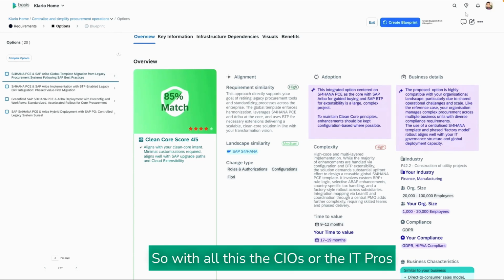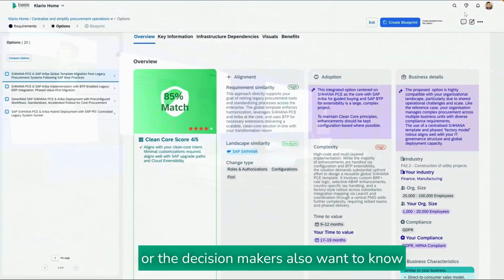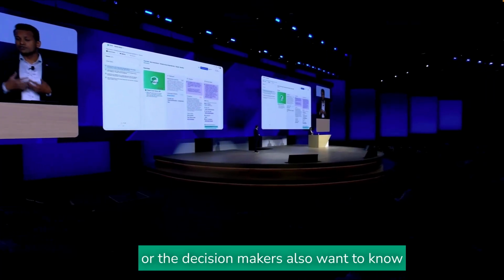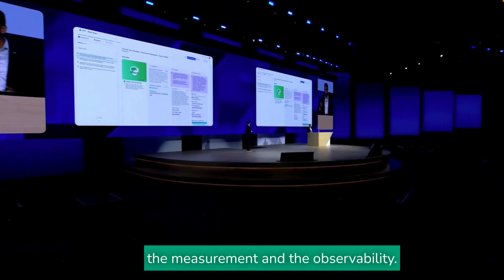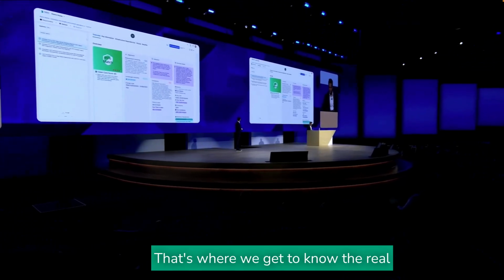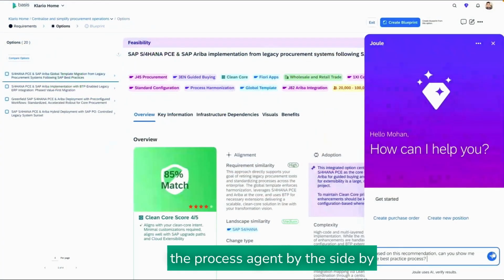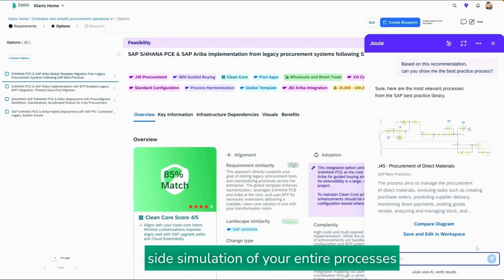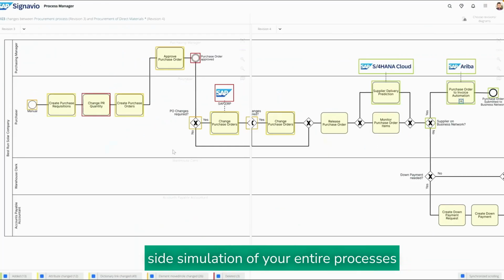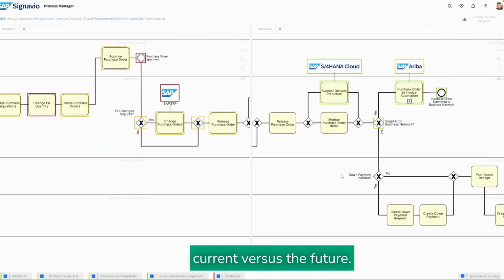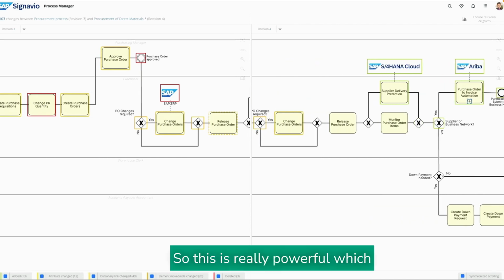So with all this, the CIOs or the IT pros or the decision makers also want to know the measurement and the observability. That's where we get to know the real business impact, now running through the process agent by the side-by-side simulation of your entire processes, current versus the future. So this is really powerful, which was not achievable a year ago.